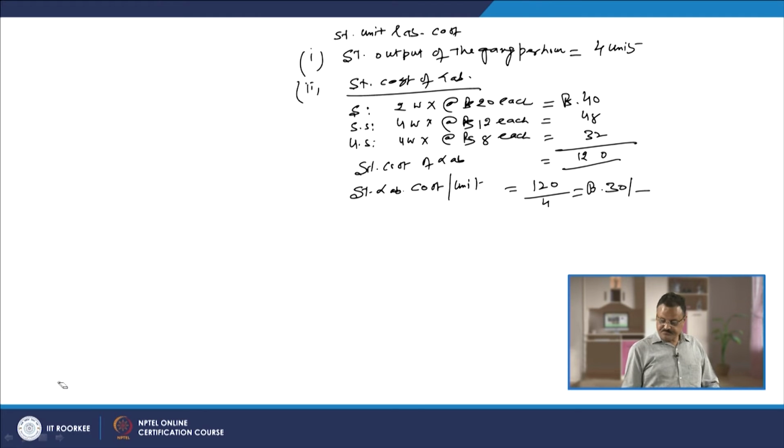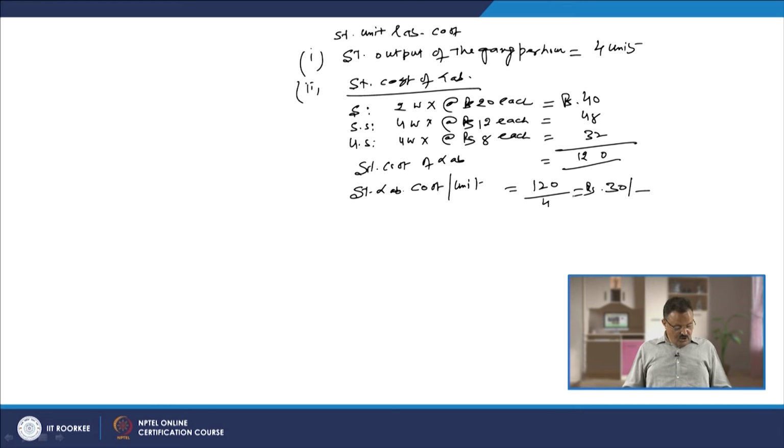So it means we are able to answer the first question, that the standard labor cost per unit is rupees 30. We are producing 4 units per hour, meaning all these 10 people are producing 4 units per hour. And the standard cost for those workers is 40 for the skilled, 48 for the semi skilled and 32 for the unskilled. So the total standard cost of the labor is 120.